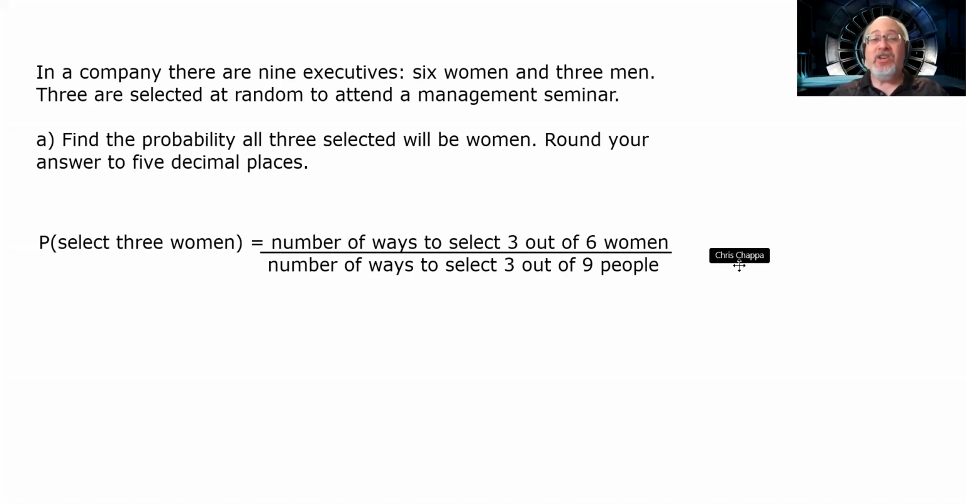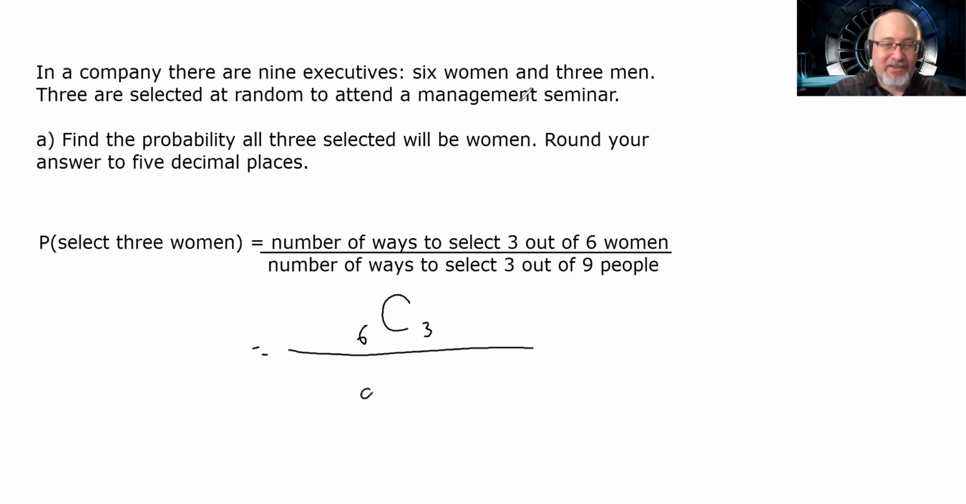And again, we don't have to worry about the order, so it's a combination. And we'll switch over to drawing now. The number of ways to select 3 out of 6 women is going to be 6C3. Again, combination because the order doesn't matter. The number of ways to select 3 out of 9 people is 9C3.